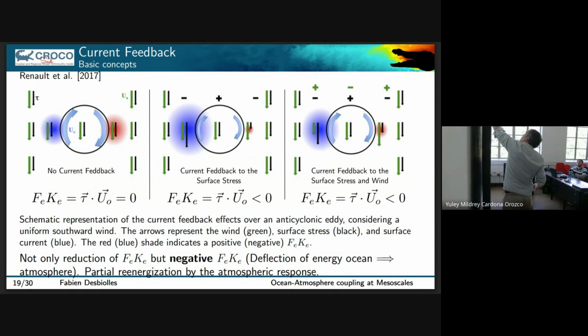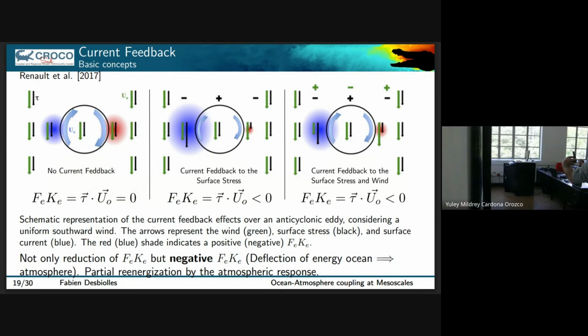Here, if we take into account this ocean current, what we have is more stress when the current is opposite to the wind, and less stress when the current and the wind are aligned. Okay? So if we compute our wind work, here we have a negative wind work. Okay, so this is a calculation on the stress.